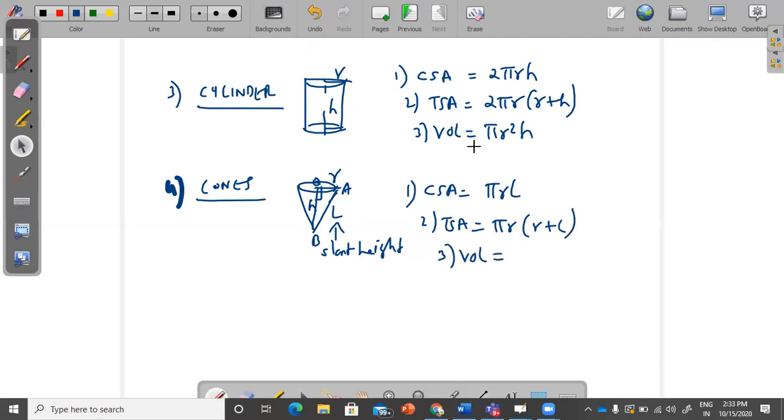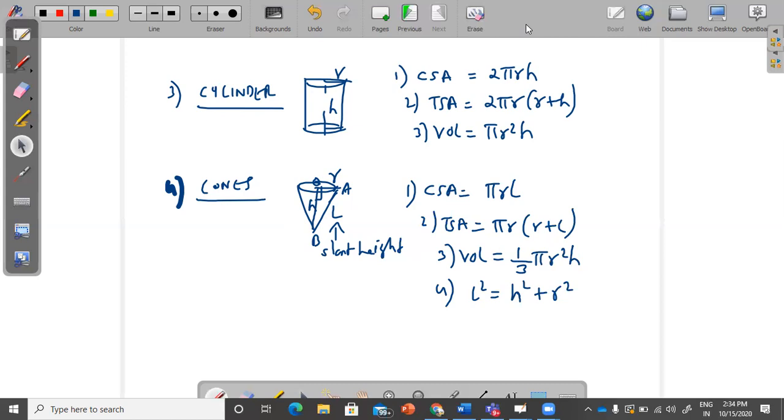And volume is 1/3 of what happens in the cylinder. Cylinder is pi R square H, cone is 1/3 pi R square H. And using Pythagoras, I can easily find out the slant height. In some questions, slant height is not given, so I can find L by using L square equal to H square plus R square. So these are the formulas for cylinder and cones.